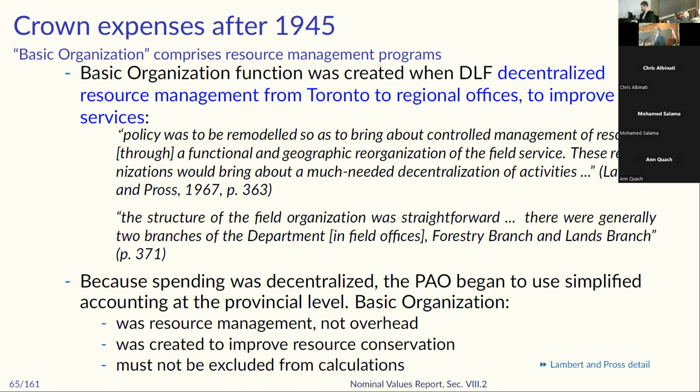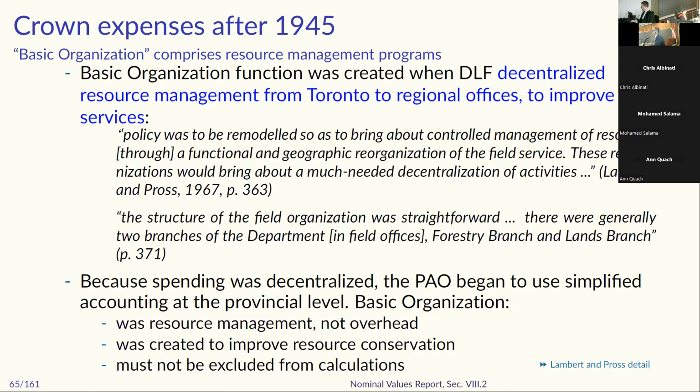Do you want me to read it out loud? Sure. Okay. Lambert and Pross wrote, quote, "The policy was to be remodeled so as to bring about controlled management of resources through a functional and geographic reorganization of the field service." The terms field service and basic organization are synonymous. They're used interchangeably. They also talk about the field offices. I just said district offices. All of these refer to specific places at which the department officials were located. And here we're discussing what they were doing at those locations in the field.